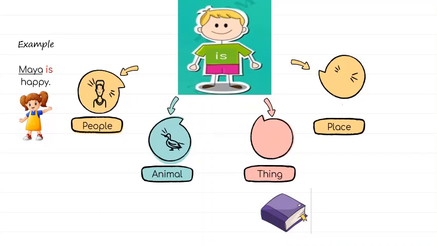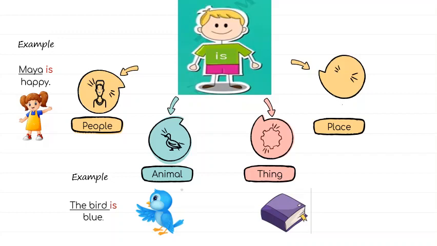Is also friends with an animal. Let's give an example. Let's read it together. The bird is blue. So here, for the bird, which is an animal and only one, we can say that bird is blue. Is also friends with thing. One thing. For example, my book is big. Can you give another example for a thing?